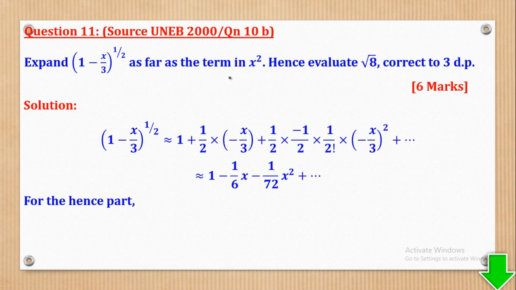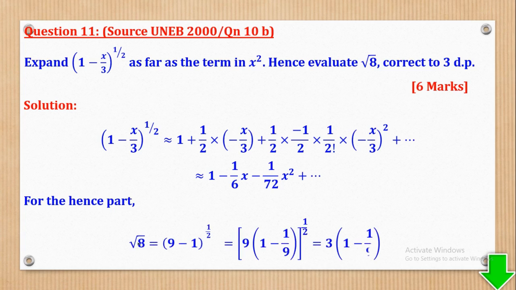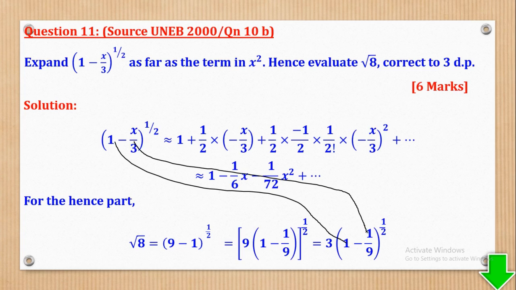Then for the hence part, the first thing to do is look for a way of getting x. So when I get this root 8, it's the same as 9 minus 1. So factorize out 9 to come up with this. And this power affects this and this. Therefore, 9 to the power half gives you 3, and this one remains. Then by comparison, you realize that this one is already catered for, and this one is x over 3 is 1 over 9.